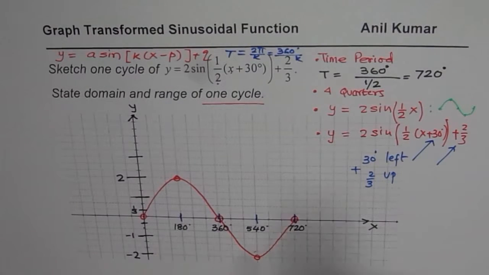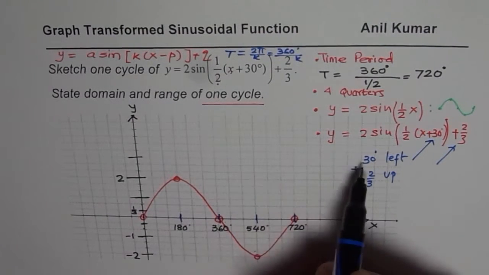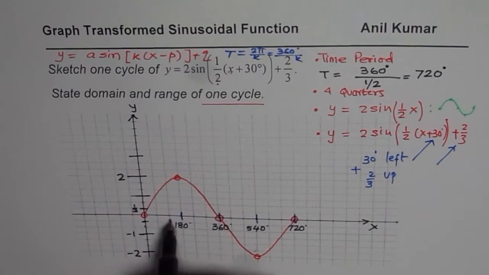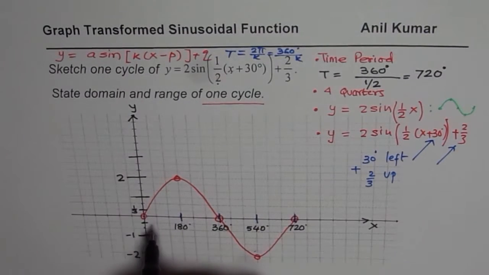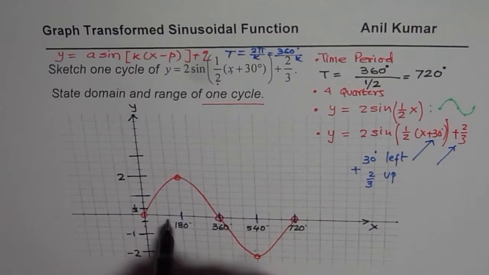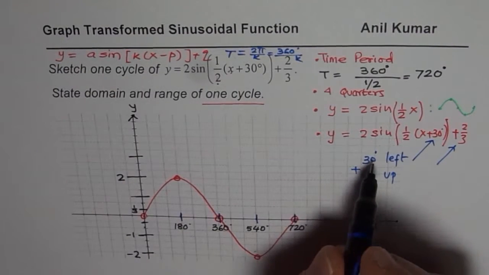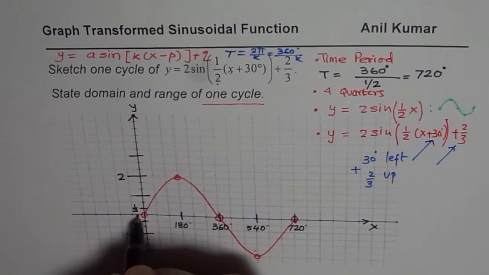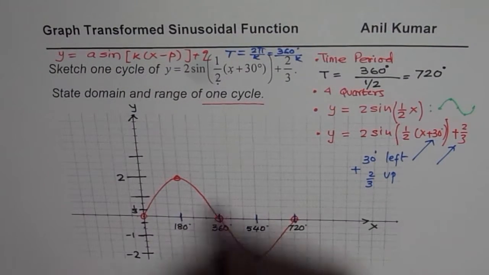Okay, so every point 30 degrees. Now what is 30 degrees for us? 1, 2, 3. 3 divisions is 180 degrees. So each is 60, right? 60, 120, 180. Half of this is 30 degrees, correct? So we have to move left by 30 degrees. That means half of this, and up by 2/3.